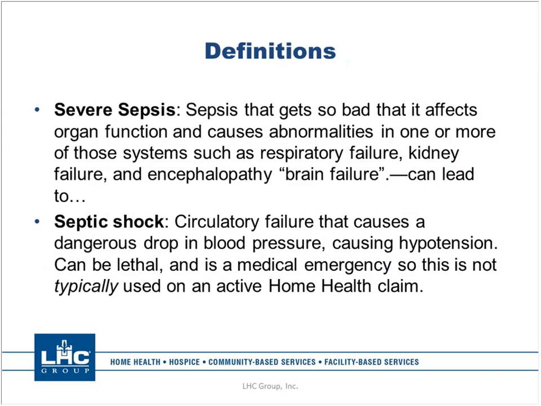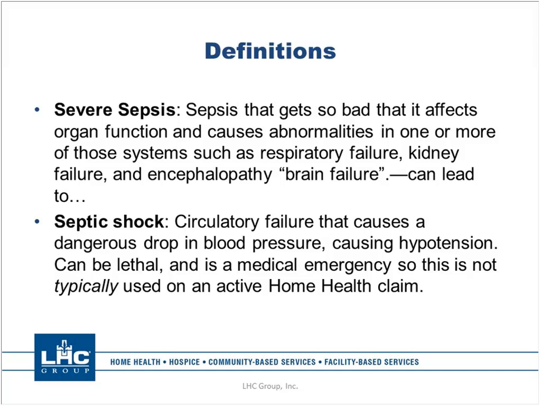Now, severe sepsis is sepsis that gets so bad that it affects organ function and causes abnormalities in one or more of those systems, such as respiratory failure, kidney failure, and encephalopathy. And those are just some examples. I just put brain failure for those of you who are not familiar with encephalopathy.